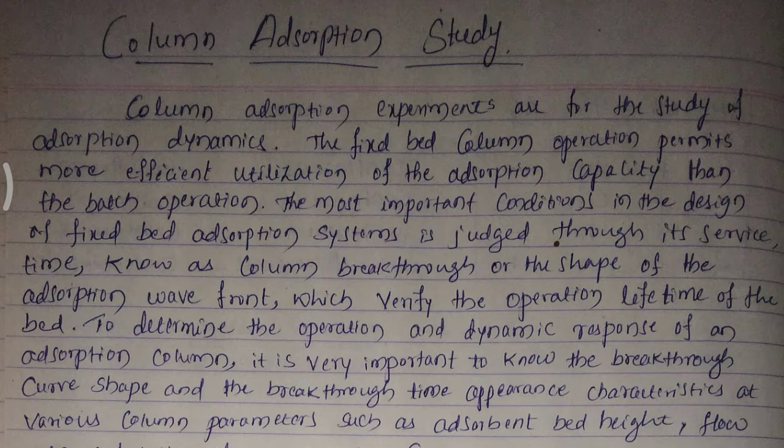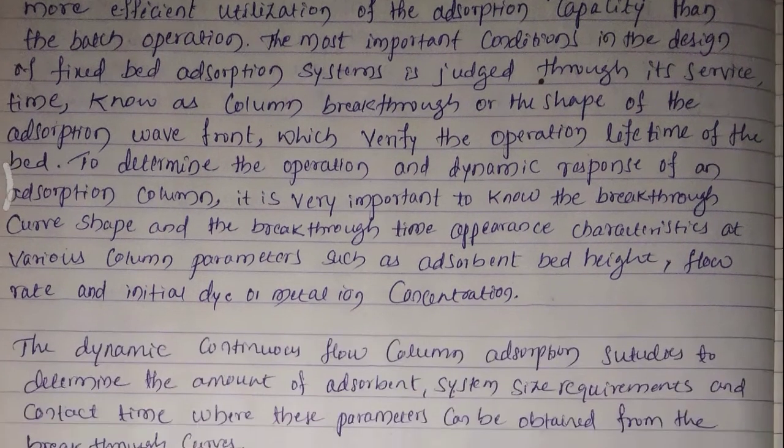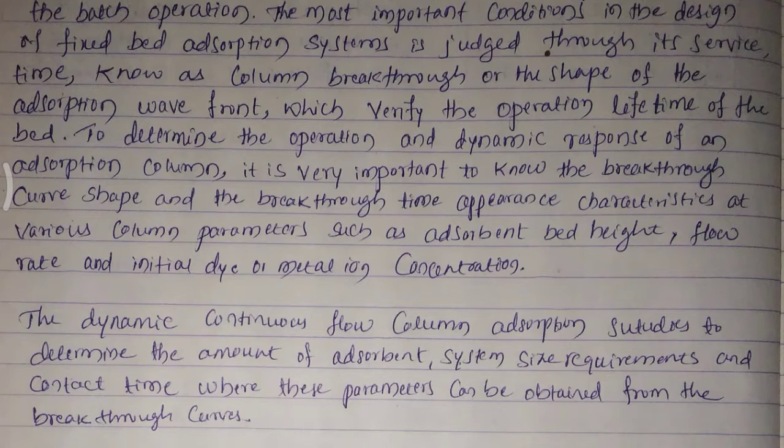To determine the operation and dynamic response of an adsorption column, it is very important to know the breakthrough curve shape and the breakthrough time appearance characteristics at various column parameters such as adsorbent bed height, flow rate, and initial dye or metal ion concentration. The dynamic continuous flow column adsorption studies determine the amount of adsorbent, system size requirements, and contact time, where these parameters can be obtained from the breakthrough curves.